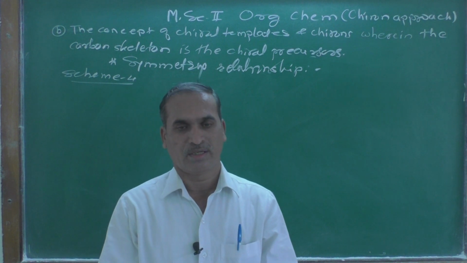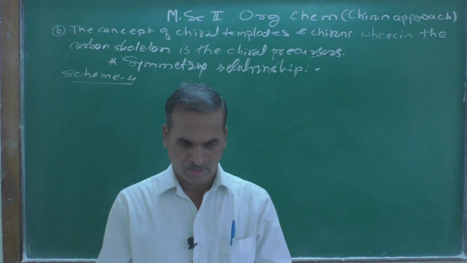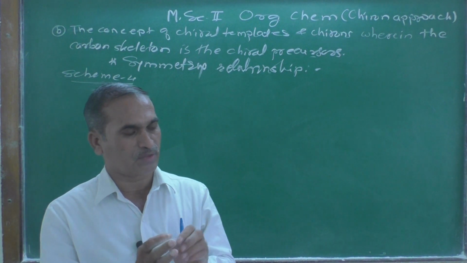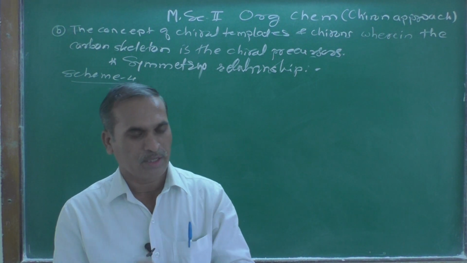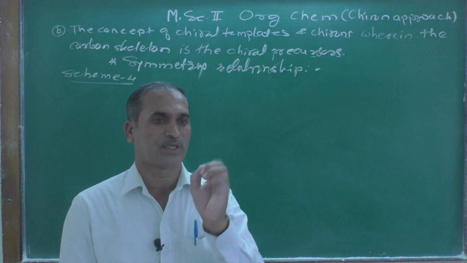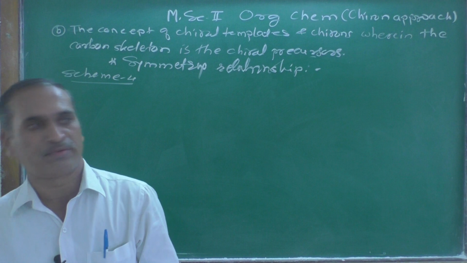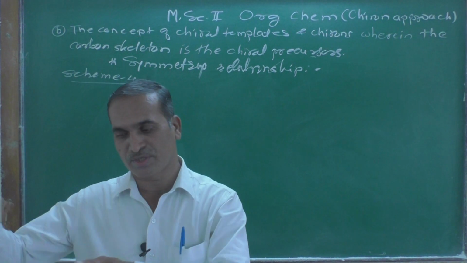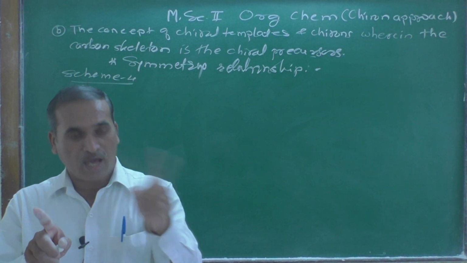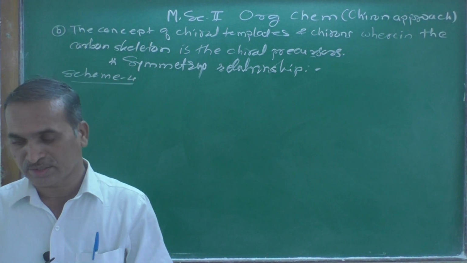So, what did we discuss yesterday? Yesterday, we discussed scheme number 3, and from that we arrived at the stage where we approach the precursor, which is a carbohydrate. How we can end up with the precursor, and finally you have to see the apparent carbon framework, just like carbohydrates. So those are the things we discussed.